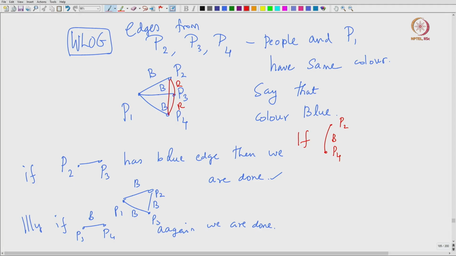So, if this is going to be blue, again we are done, because we have P1, P2 and P4. This is blue, this is blue. So, if this is blue, then we are done. Okay. So, for the same reason we are done. Otherwise, what is it going to have?